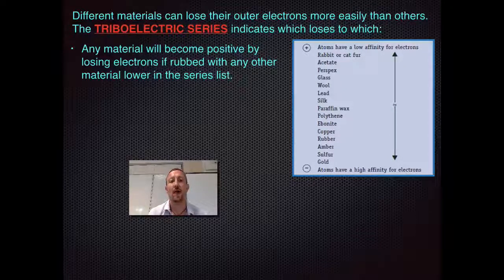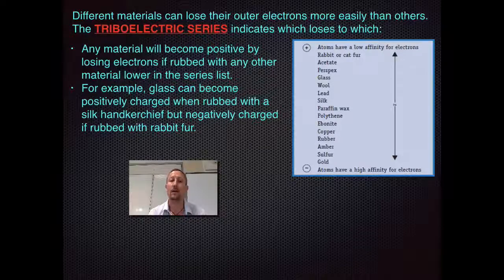If a material is rubbed by something which is lower in the series, it will become positive, because the object lower in the series will rub off the electrons onto itself since it has a high affinity. The material higher will lose electrons because it has a low affinity, and as a result, the material lower will become negatively charged and the material higher will become positively charged. For example, glass can become positive when rubbed with a silk handkerchief, but negatively charged if rubbed with rabbit fur. And you can see this is all down to the position of the materials relative to each other.